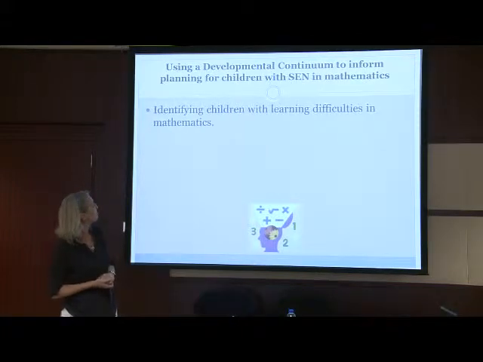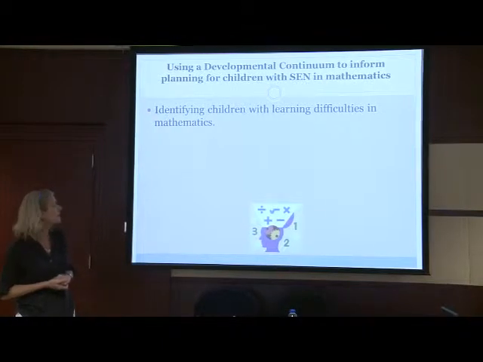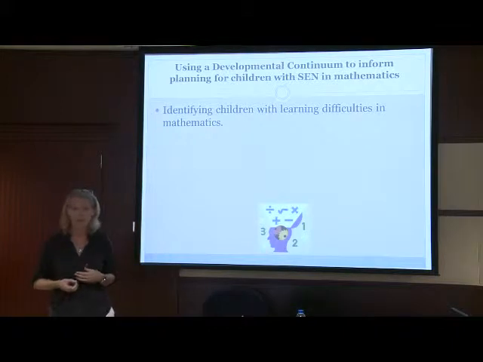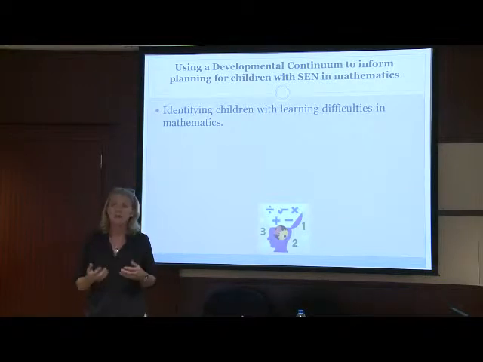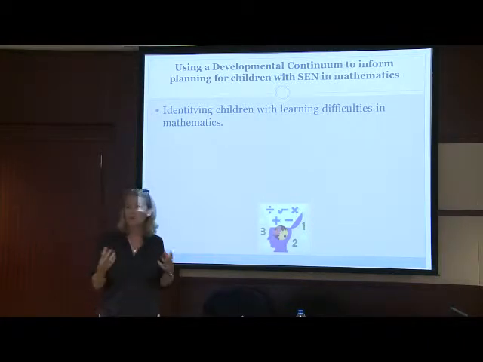Okay, so first of all we wanted to look at the developmental continuum. We identify children with difficulty in mathematics. Usually this comes from the class teacher, who would have identified the fact that the children are falling behind or they are having difficulties with certain areas of maths that other children in the class may not be having difficulty with.